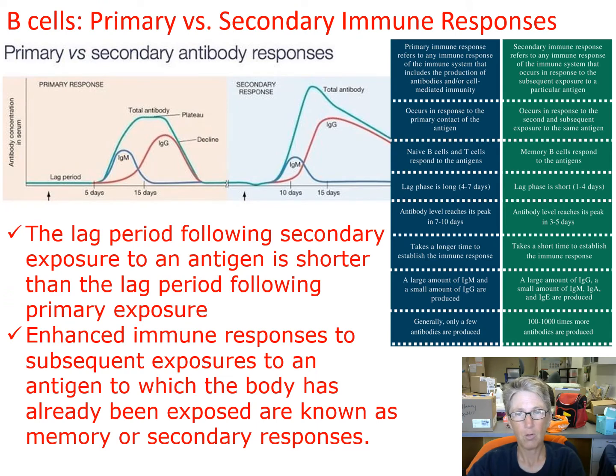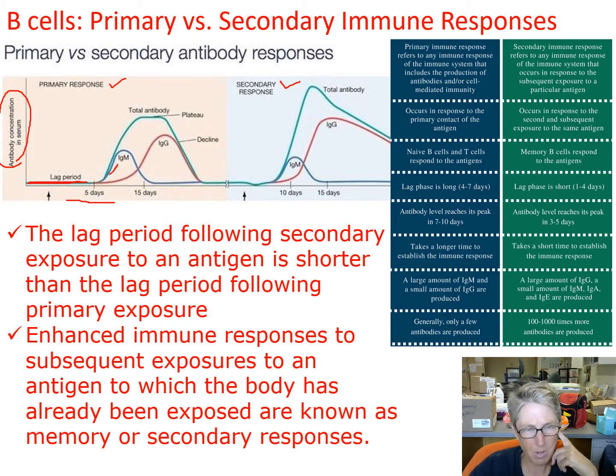All right, this cartoon talks about primary versus secondary immune responses. On the y-axis is the antibody concentration in the serum, and the days are on the x-axis. There's a primary response cartoon and a secondary response cartoon. You're first infected, and there's this lag period. It takes time to make all your antibodies, but the first antibody you can see is made as IgM, and then IgG is made secondly, and then the total antibody titer is shown here.